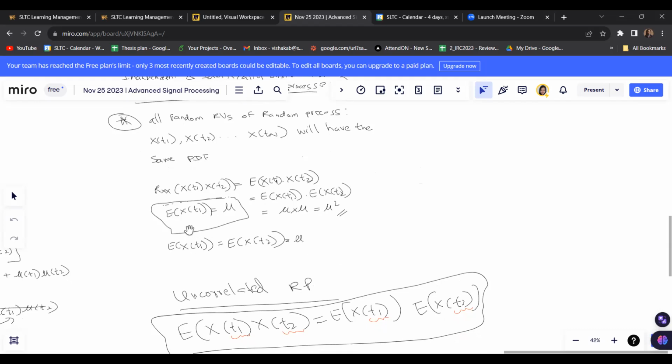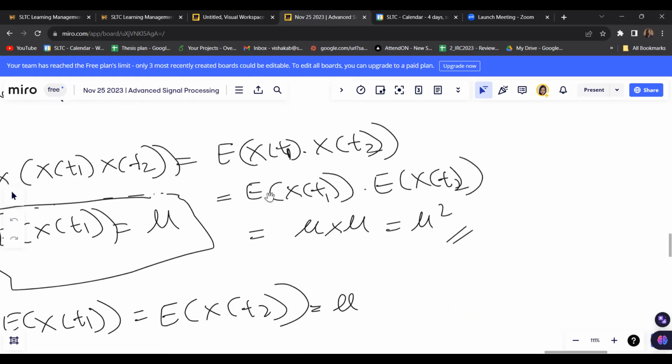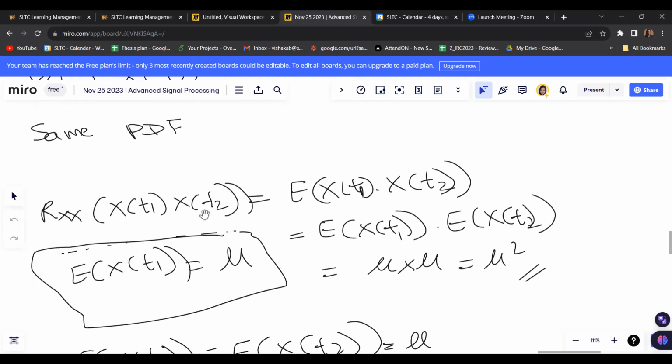So if we want to find the autocorrelation of a random process which is IID, then since it is independent, we can write the autocorrelation as E[X(t1) X(t2)], which can be expanded further as the product E[X(t1)] times E[X(t2)]. The second line came because of the independence between the X(t1) and X(t2) variables.